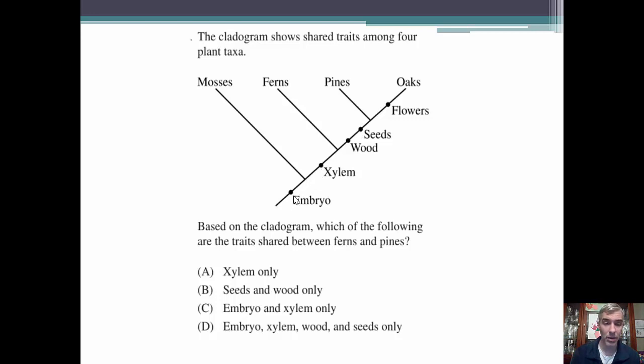Because embryo evolved first, then xylem evolved, which is the way a plant gets water, and then ferns branched off. Ferns don't have wood, right? They have xylem, but they don't have wood. They branched off before wood evolved. But pines have wood, pines have seeds, ferns do not. So what are the things that ferns and pines share? They both have xylem, and they both have embryos. So the answer to this again is C.